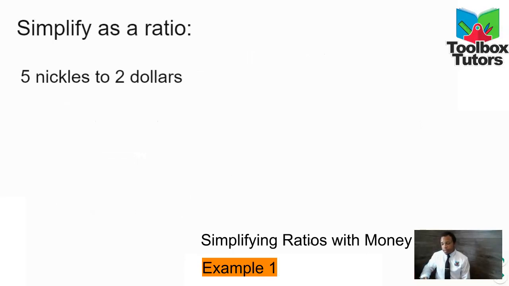So for this example, we'll be simplifying 5 nickels to $2. So we're going to simplify this as a ratio. So we have 5 nickels over $2. Now, in order to make this simpler to work with, what we want to do is look at our first tool of understanding how much each piece of money counts, and we want to make sure we have the same unit on the top and the bottom.